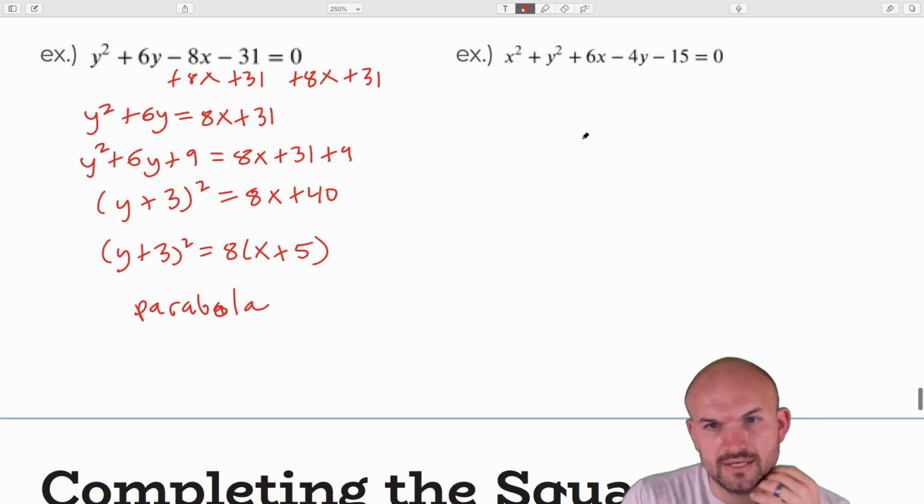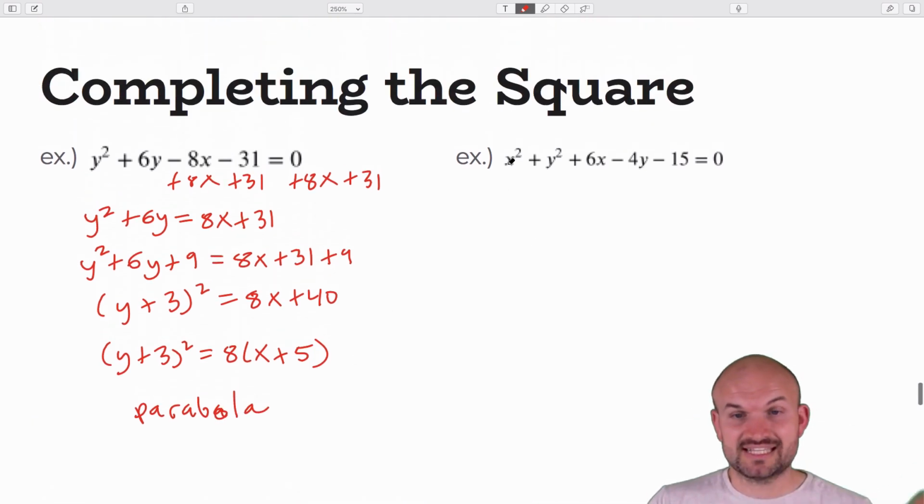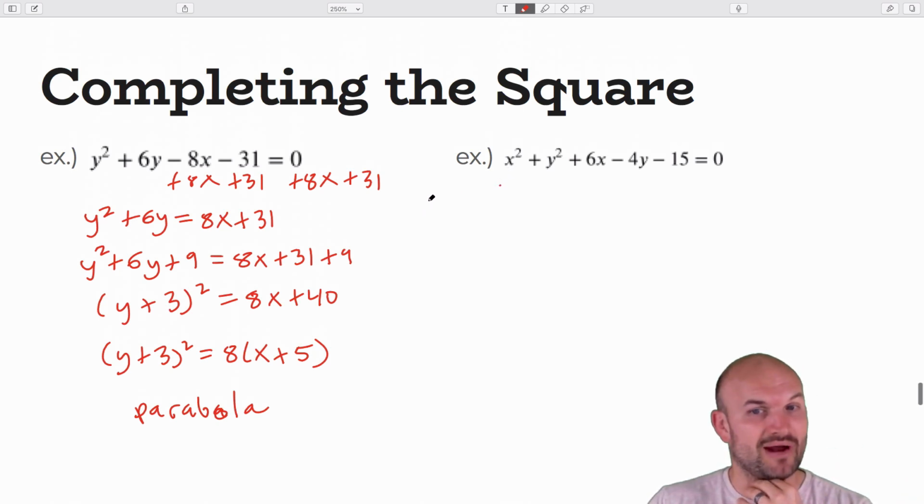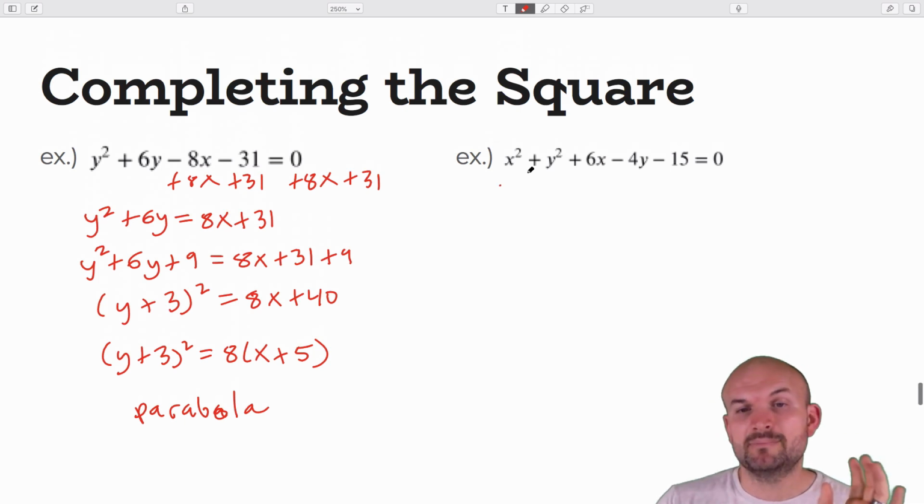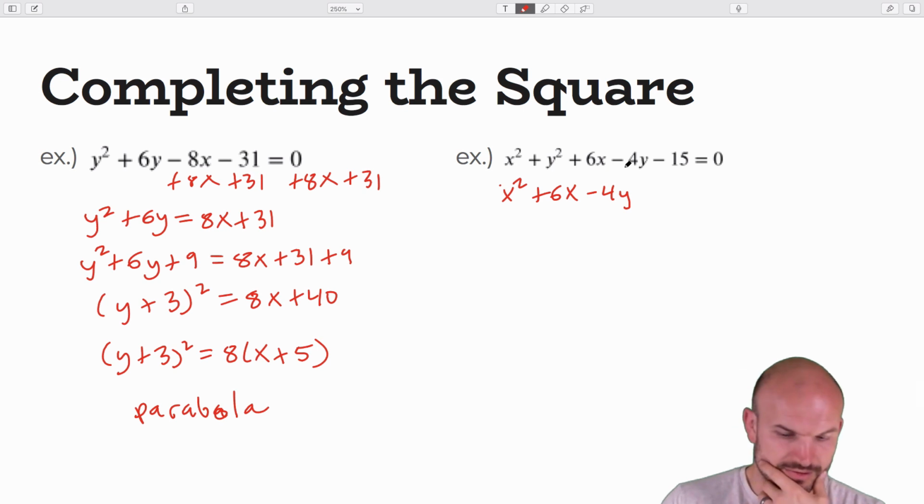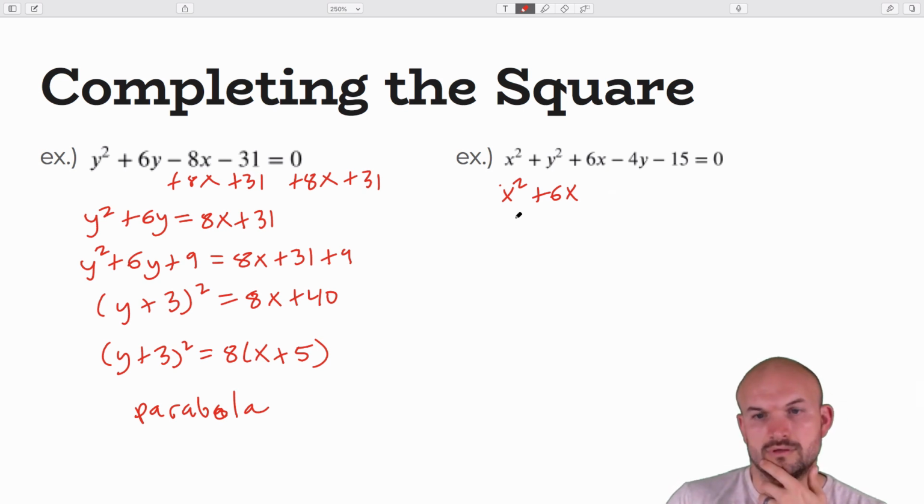Okay. Now in the next one, hopefully you recognize that this has an x squared and a y squared. So hopefully you can see that this is not going to be a parabola. So in this case we're going to keep the x's and the y's on the same side, but now we just group them together. So I'll have an x squared plus 6x plus a y squared minus 4y. And then I'll put the 15 to the other side.